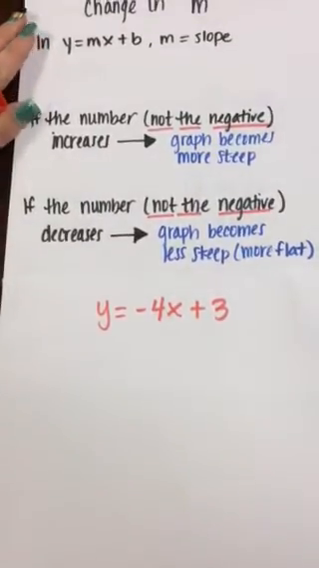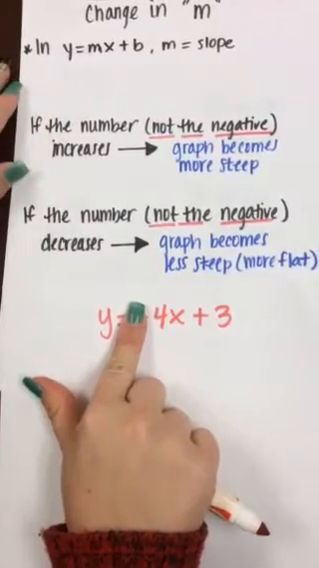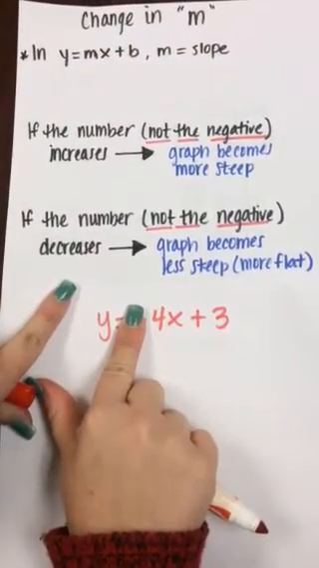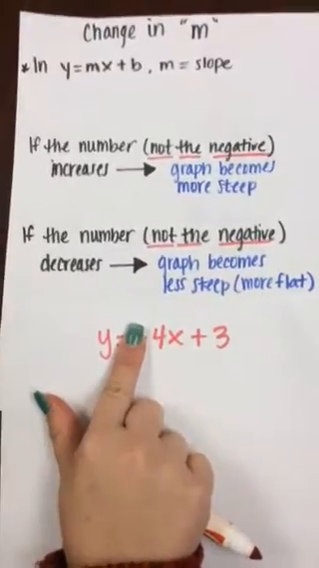If the number, again, not the negative, so you hide the negative, if it decreases, the graph becomes less steep, which means it'll become more flat.